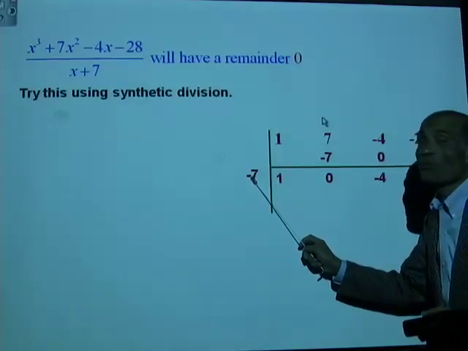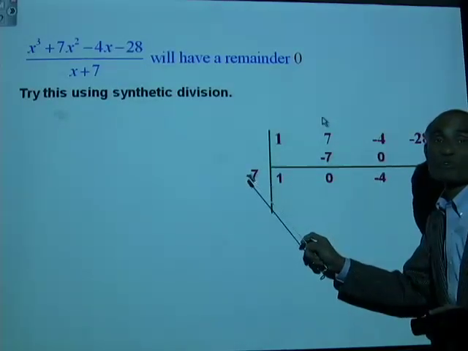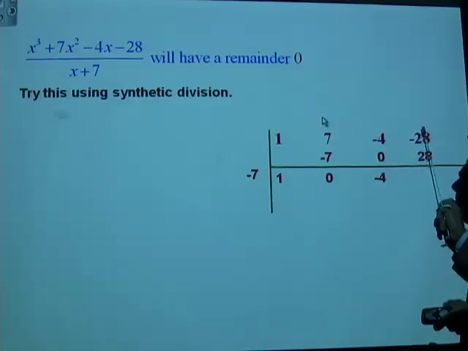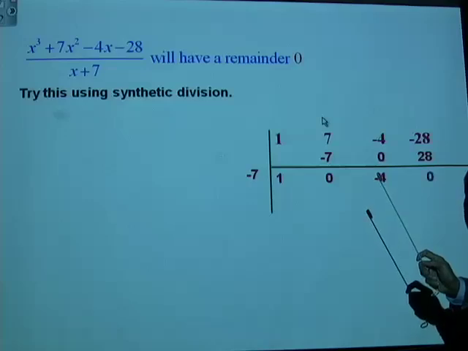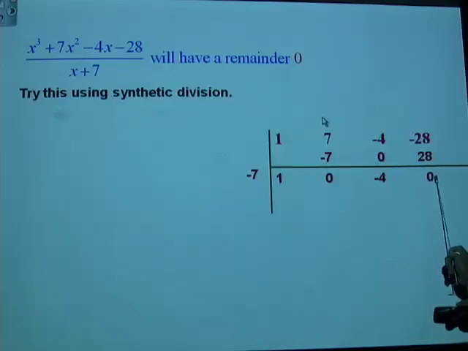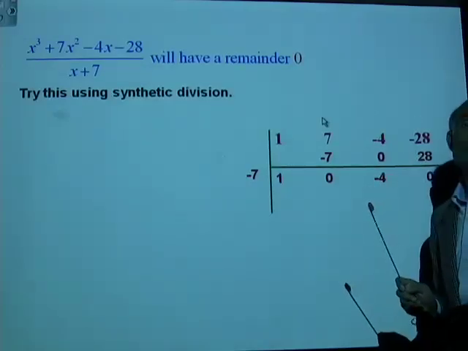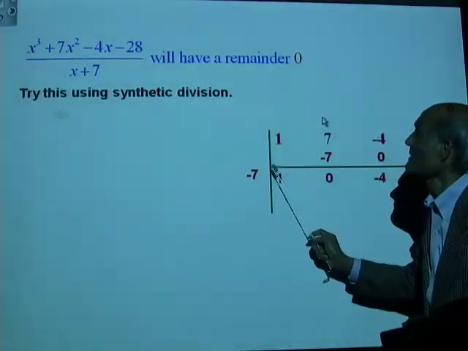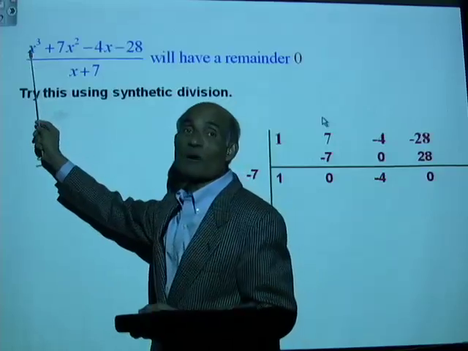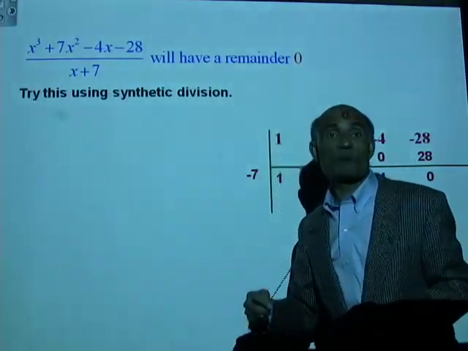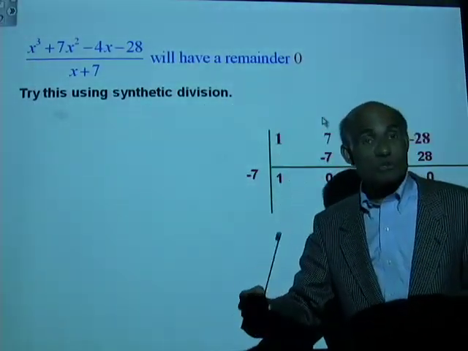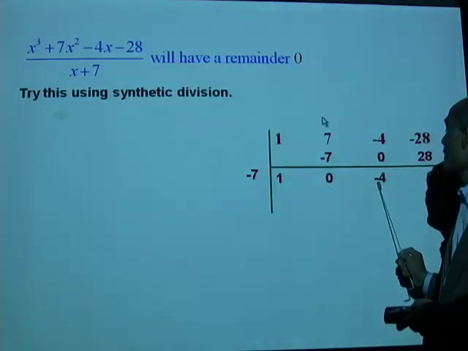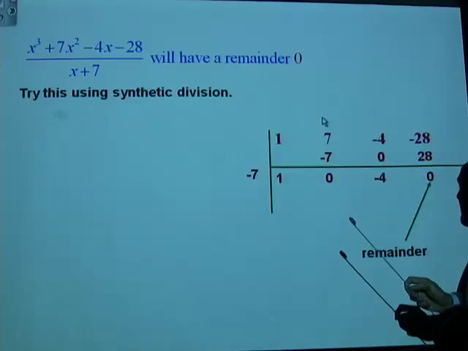Multiply negative 4 by negative 7. That will give you positive 28. And write it below negative 28. Add the two numbers. That will give you 0. Now, this tells you that the remainder is 0. Now, what's the result of this division? Because the highest power is 3, the highest power of the result will be 2. So that will be 1x squared plus 0x minus 4. That's right.